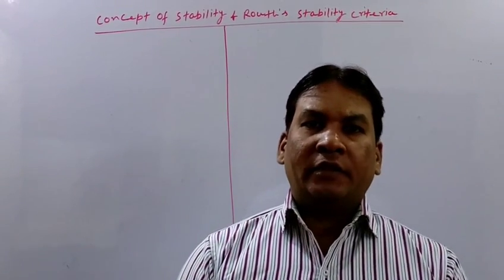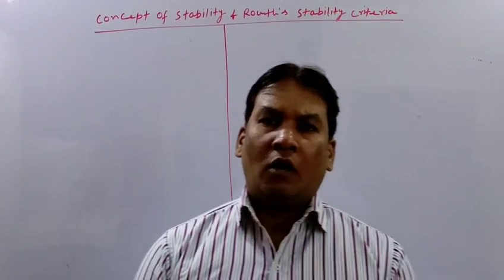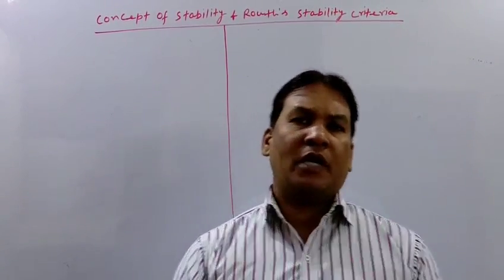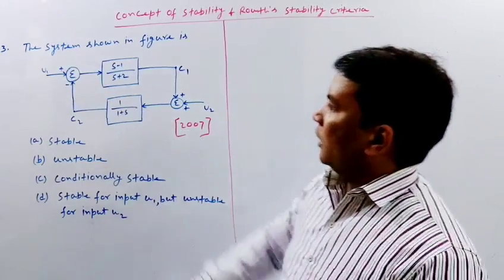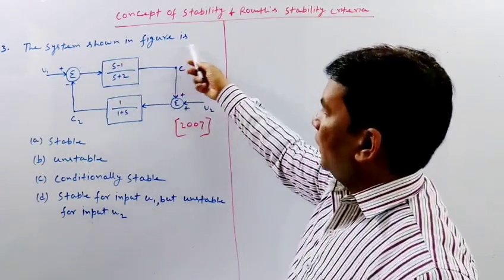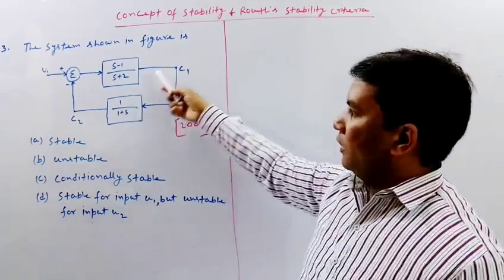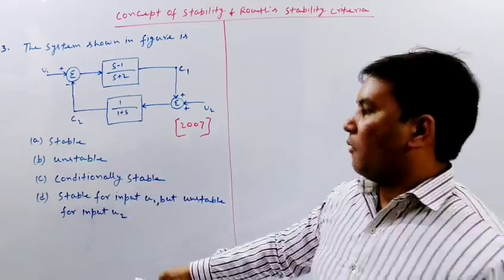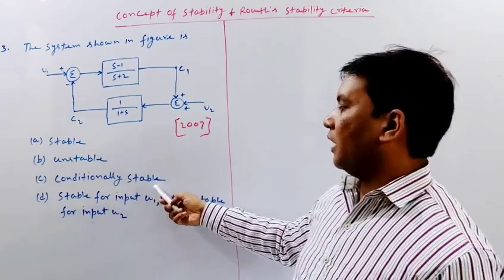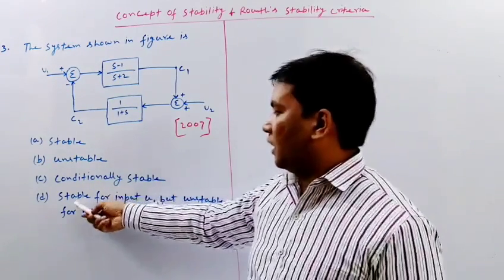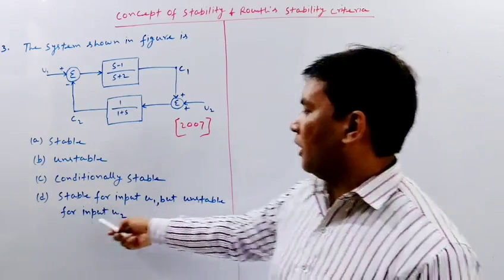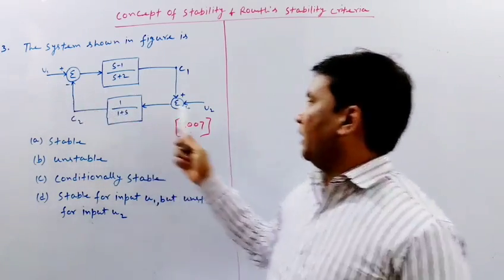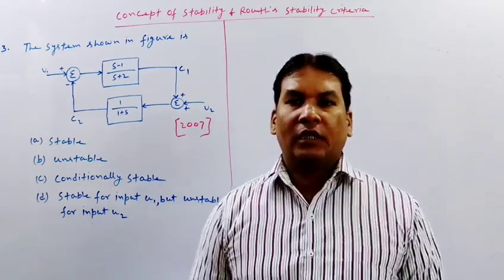Friends, now we are in class 2, the second class of Routh's stability criteria and concept of stability. Next question is, the system shown in the figure is asking about stability, conditional stability: stable for input U1 but unstable for input U2. So there are two inputs given, U1 and U2, and this question was asked in GATE 2007.